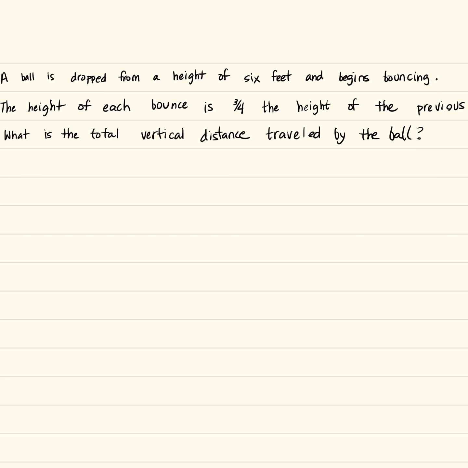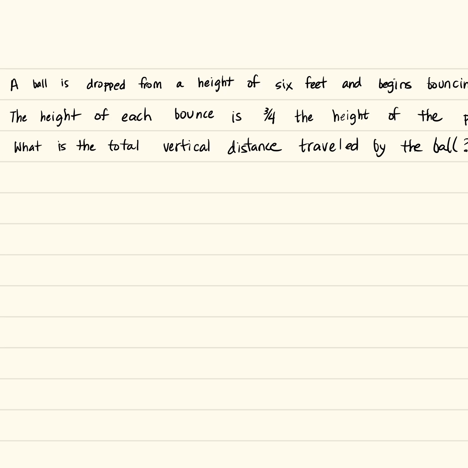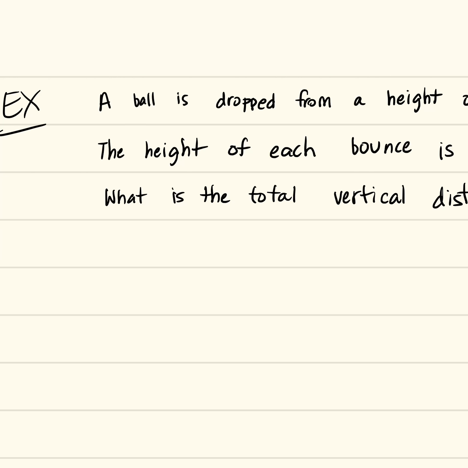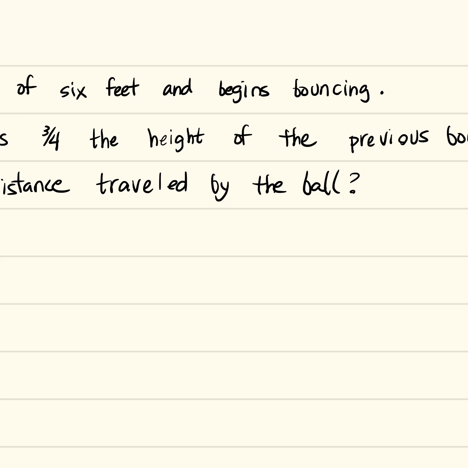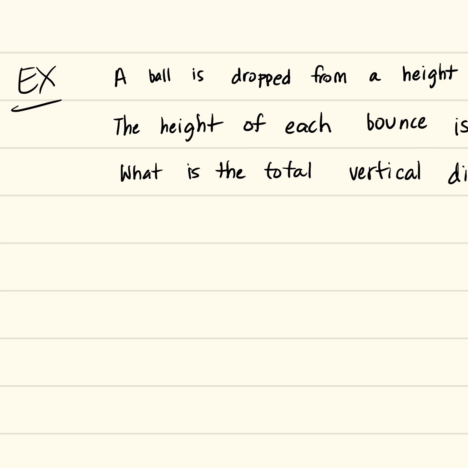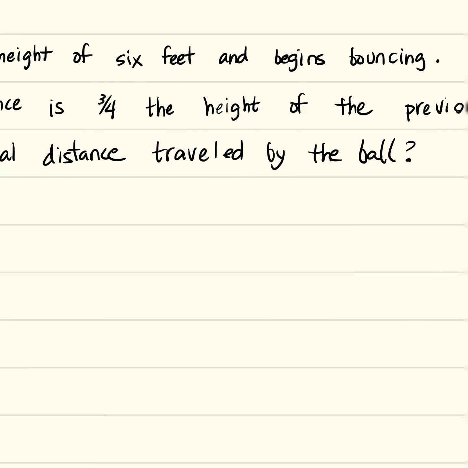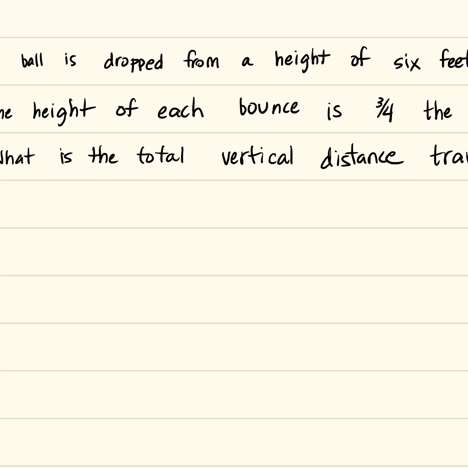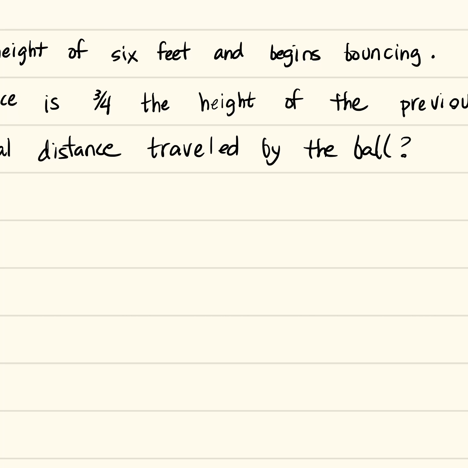So the last example I want to go over is the example here. It is a word problem. It's written very small. So I'm just going to try to zoom in here. A ball is dropped from a height of 6 feet and begins bouncing. Okay. The height of each bounce is 3/4 the height of the previous bounce. What is the total vertical distance traveled by the ball?